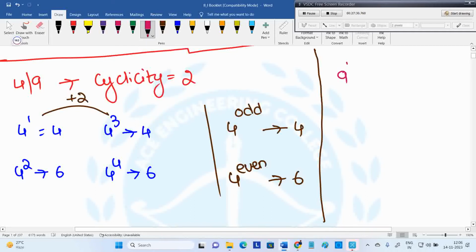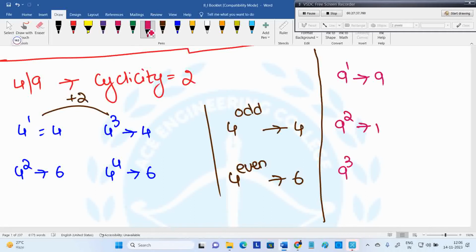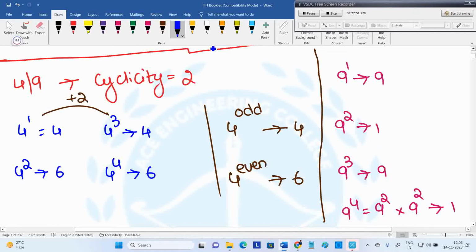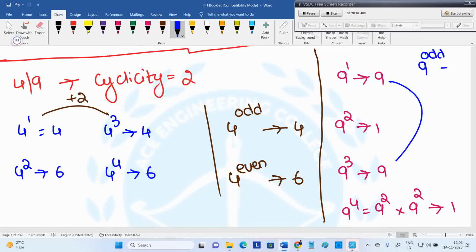What about 9? 9 power 1 ends with 9. 9 square is 81, ending with 1. 9 cube, if you know, is 729, ending with 9. 9 power 4 can be written as 9 square into 9 square, 1 into 1, we'll get 1 only. If you observe, this also has cyclicity 2 after 2 powers. Or else, you can conclude, similar to the previous, 9 power an odd number ends with 9, 9 power an even number ends with 1. Cyclicity 2 you can claim, or simply 9 power odd is 9, 9 power even is 1. 4 power odd is 4, 4 power even is 6.